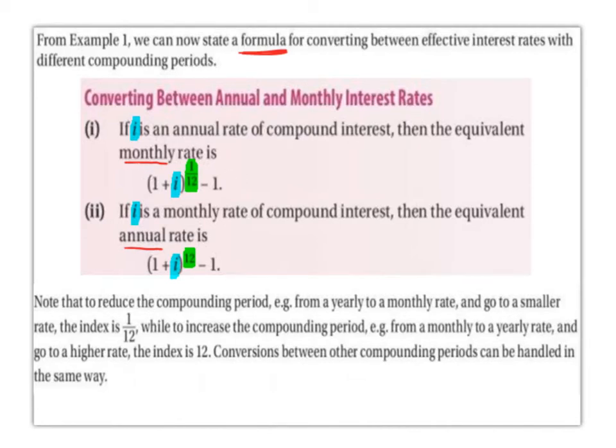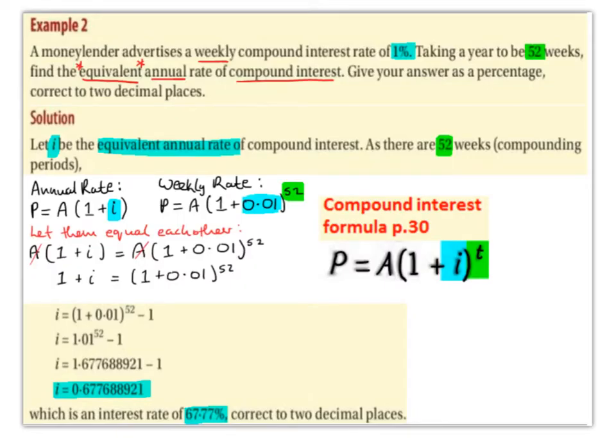And here's another example, and this time it is actually weekly. So we have a power of 52. So this is the formula down here. This is where you could, if you wanted to, jump straight to the formula. But again, I like to do it out the longer way just to see what's going on. A moneylender advertises a weekly compound interest rate of 1%. Taking a year to be 52 weeks, find the equivalent annual rate of compound interest. Give your answer as a percentage, correct to 2 decimal places.